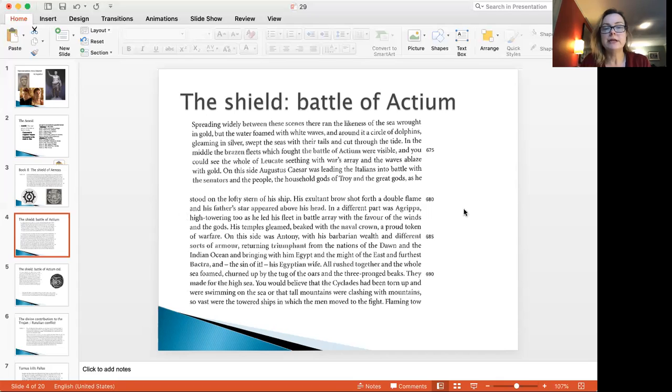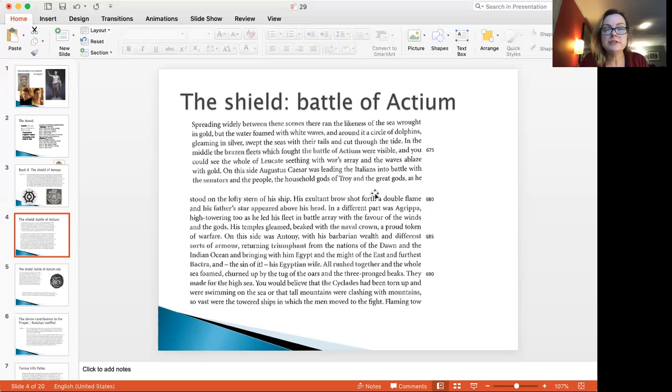Let's just stop there for a second. So what we see here is that Augustus himself is shown as this key figure. He is leading the Italians, suggesting that all of the Italians are on his side, which would obviously be pushing the likely reality of the Battle of Actium. But also the household gods of Troy are on his side. So really the essence of Rome is on his side.